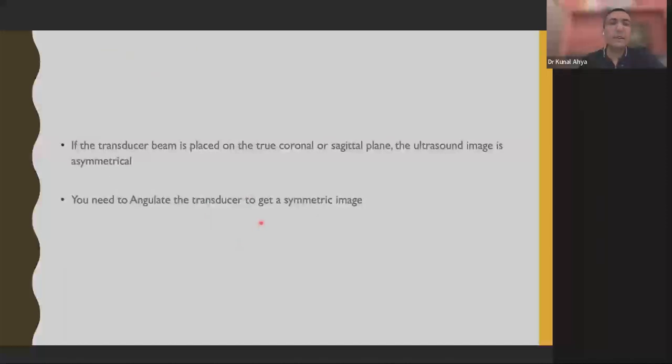Whenever you keep your probe on the anterior fontanel, in either the coronal or sagittal plane, even if you have measured it perfectly, you will still get some amount of asymmetry. Hence, you will need to angulate your probe a little bit to get a more symmetrical image. This is a very common finding.